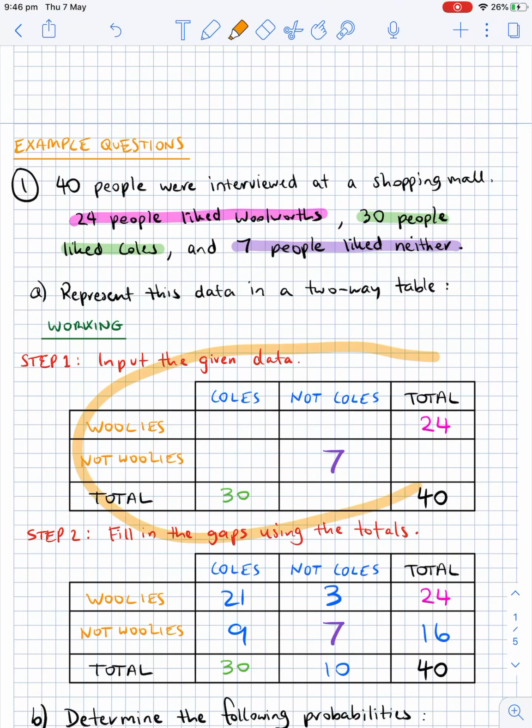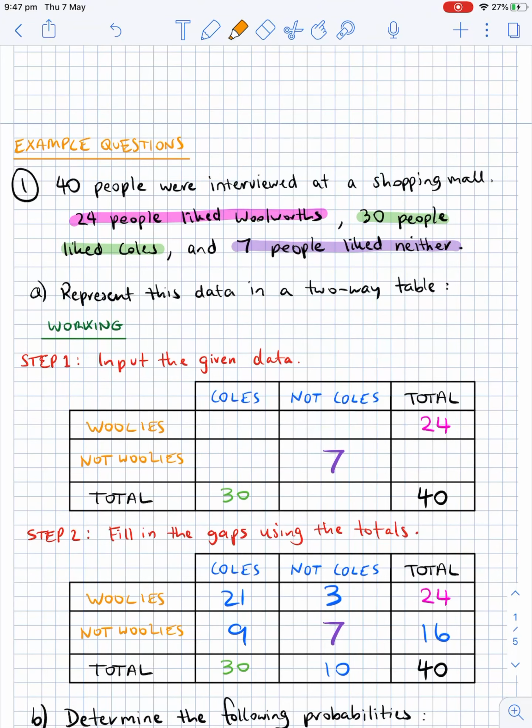So how do we make our two-way table? Well, first up, we need to actually make the table. We've got Woolworths as one event, liking Woolworths, and the other one is liking Coles. So when we're making our two-way tables, let's start with Woolies. So Woolies goes first, and then the opposite, not Woolies, goes underneath. And then along the top, we've got Coles, and then next to it, not Coles. And then we make all these lines to make the table. And remember your total columns and rows as well.